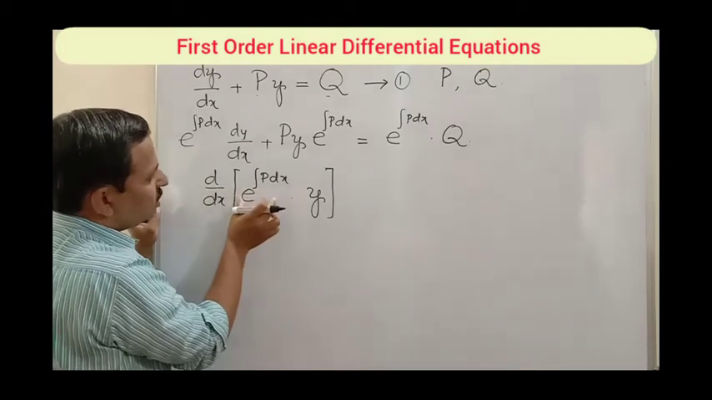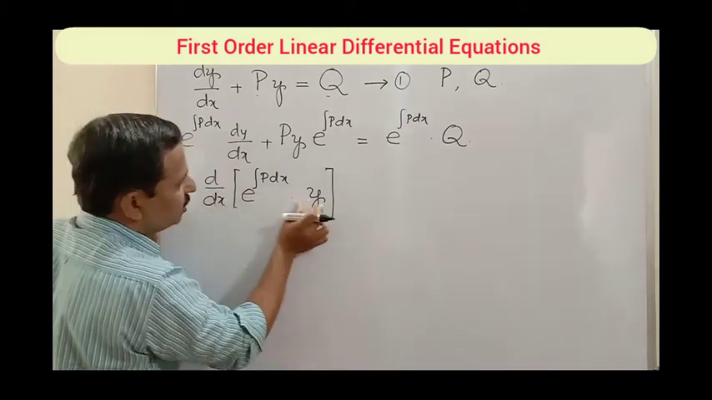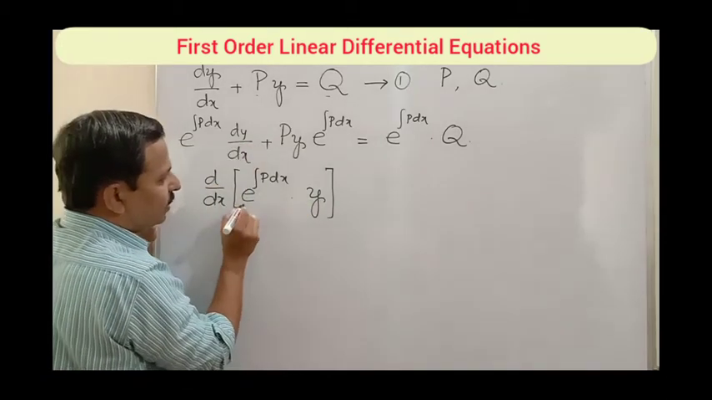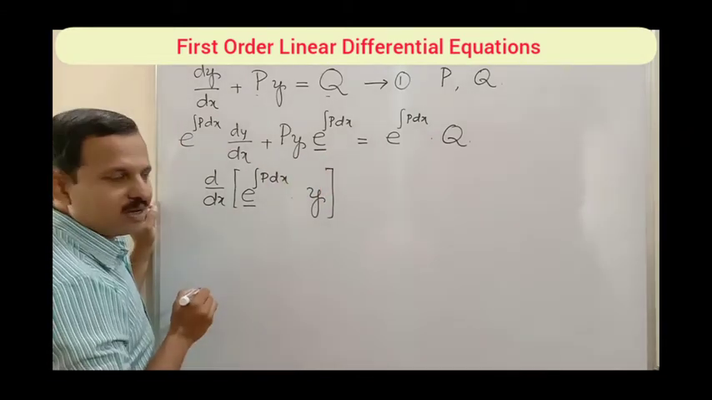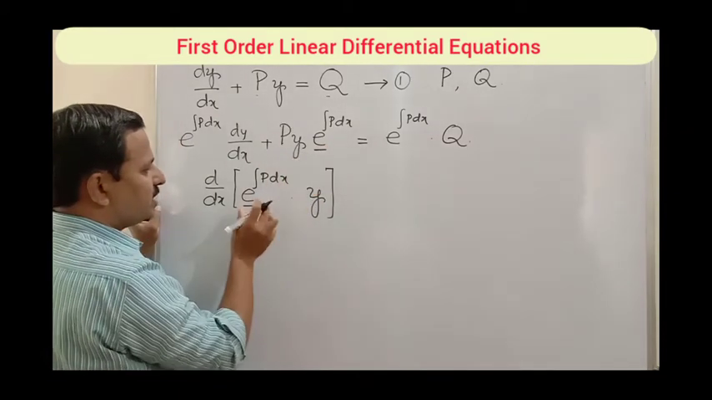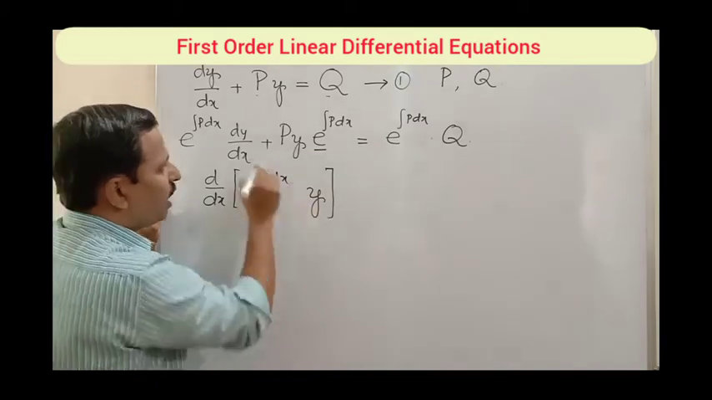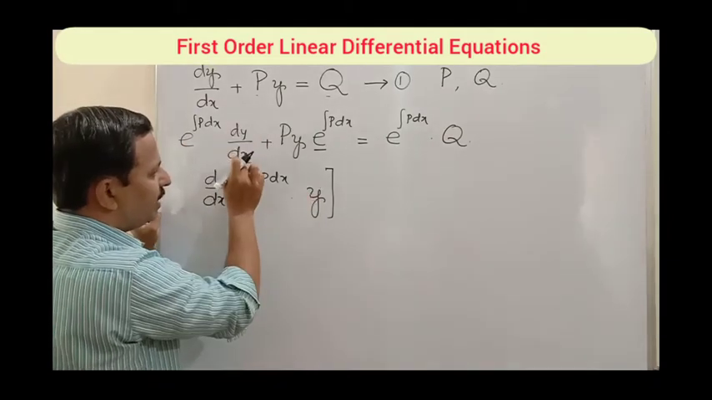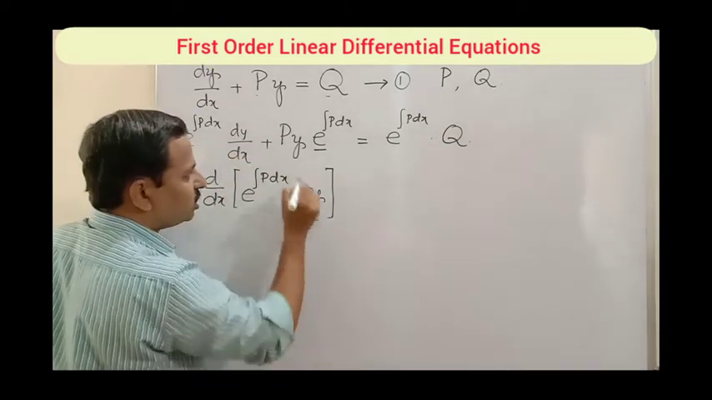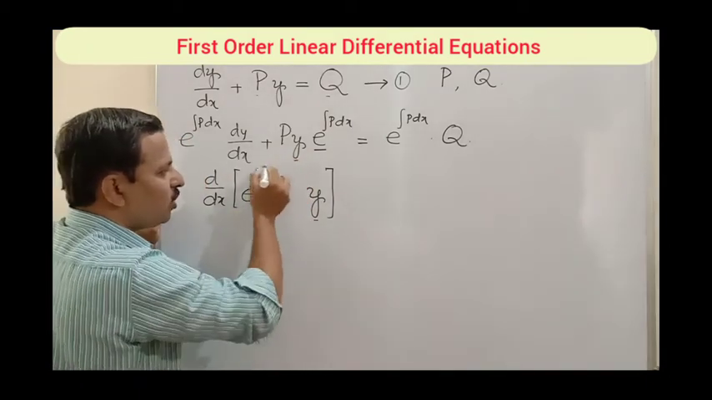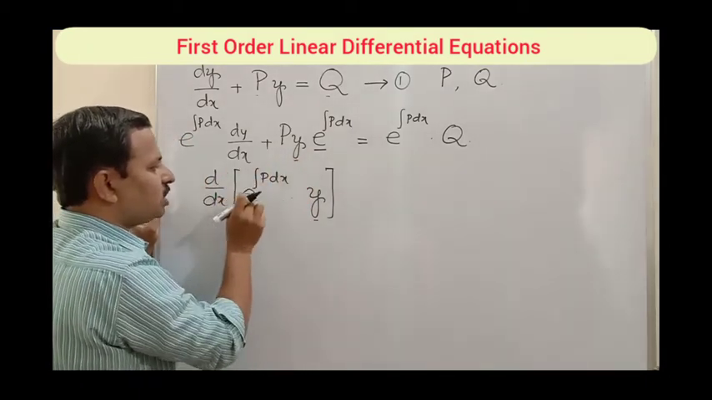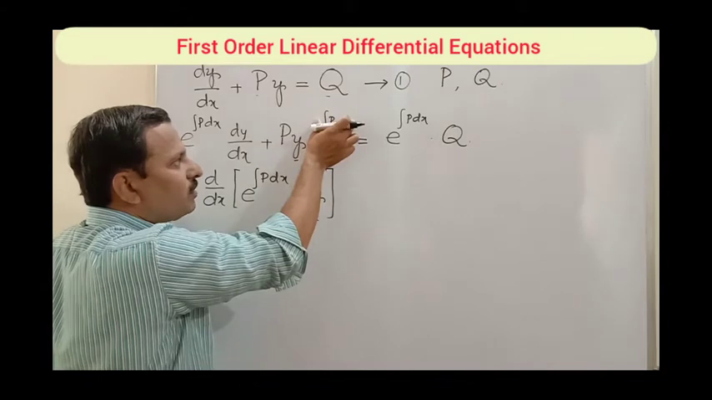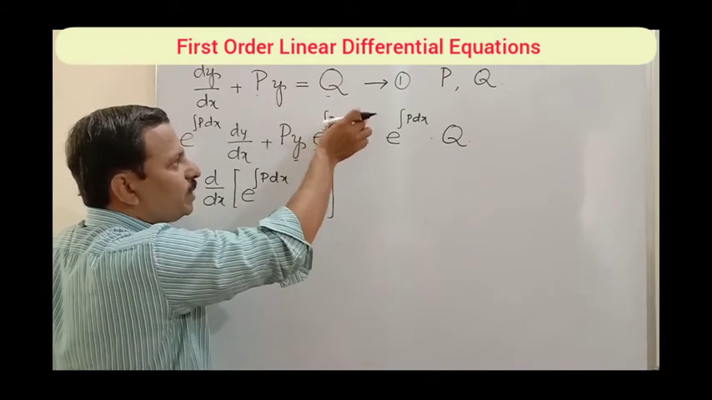How is it? You look at this. First function as it is, differentiation of the second, plus second function as it is, differentiation of the first. So what is the second function? This thing but y. So first function as it is, differentiation of y is dy by dx. Second function as it is, differentiation of this we have to consider. Differentiation of e to the power of anything is the same thing, then differentiation of that power, differentiation of integration of p dx, is p.